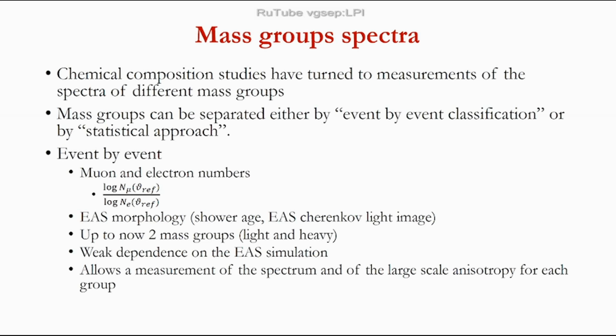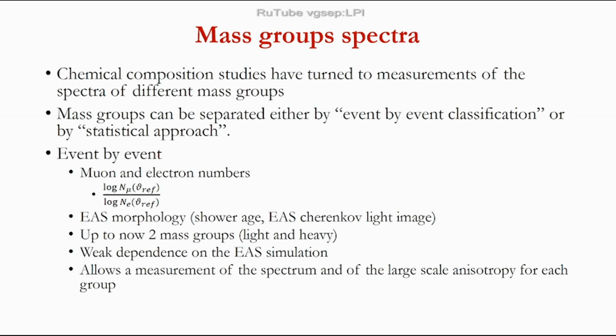In the event-by-event approach, the most diffuse technique is to use the muon and electron number at observation level. For instance, the KASCADE and KASCADE-Grande collaboration used the ratio between the muon and the electron number, reported with the constant intensity cut technique at a reference angle. Or we can use the shower morphology, like the shower age, the slope of the lateral distribution, or the air Cherenkov light image. This technique was used by the ARGO experiment.